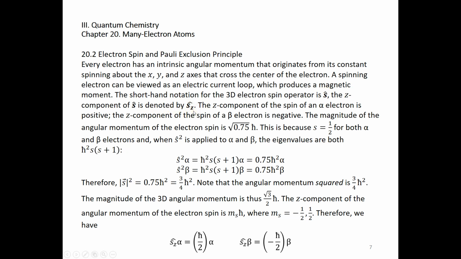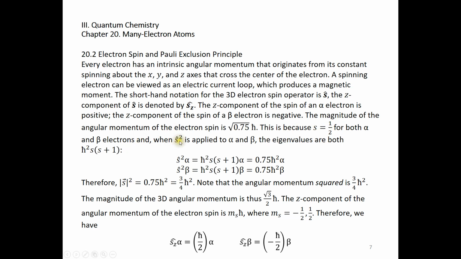The z component of the spin of an alpha electron is positive by definition. The z component of the spin of a beta electron is negative by definition. The magnitude of the angular momentum of the electron spin is the square root of 0.75 times h bar. This is because the spin quantum number s is 1/2 for both alpha and beta electrons.